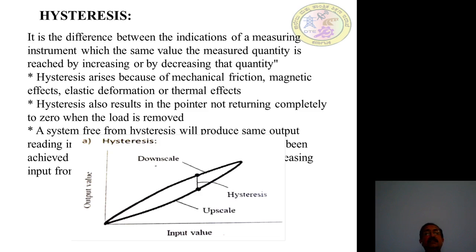So in this session we will discuss hysteresis. It is also one of the important terms in mechanical measurement while selecting the instrument for various measuring purposes. It is the difference between the indications of a measuring instrument when the same value of the measured quantity is reached by increasing or by decreasing that quantity. So what do we mean by hysteresis?